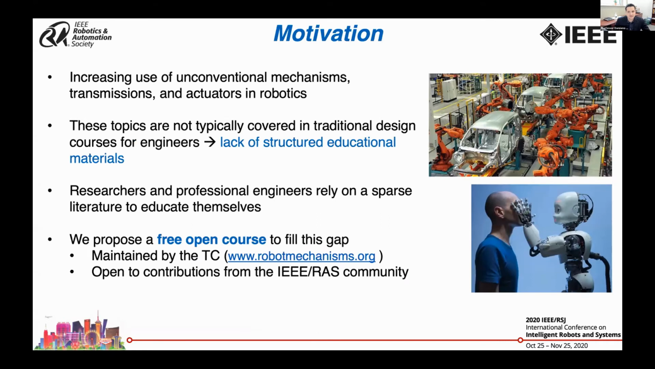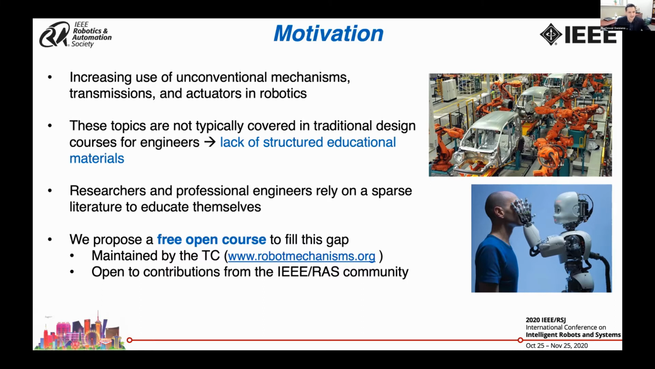So what motivated us to develop these new educational materials is the increasing use of unconventional mechanism, actuators, and transmissions in robotics. And in the previous talk, we really saw some excellent examples of those mechanisms. Unfortunately, the traditional graduate level courses do not really cover these topics. And so our graduate students, PhD students, and also researchers and engineering professionals have to rely on sparse literature in order to educate themselves about these topics.